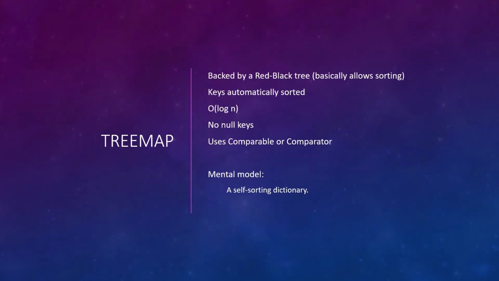The operations are O of log n, so it's faster than linear time, but slower than constant time. TreeMap does not allow null keys. That's another thing about anything backed by a tree: no null keys. And because it allows sorting, it uses a Comparable or a Comparator, which I'll probably talk about in the next talk. I would think about this as a self-sorting dictionary. So you have key value pairs, and those keys are sorted. Like if the keys are strings, they will be in alphabetical order.